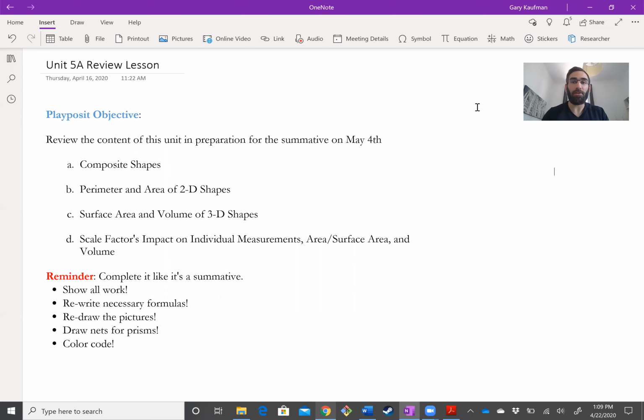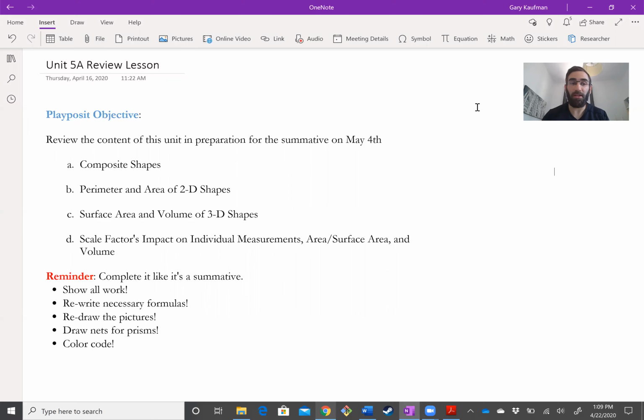Even if you think you understand it, if you get the question wrong and then watch the explanation, just check with me and make sure that you understand the content. This is a review of all of the content: composite shapes, perimeter and area of 2D shapes, surface area and volume of 3-dimensional shapes, and the scale factors' impact on all of that, the individual measurements, the area, surface area, and volume.